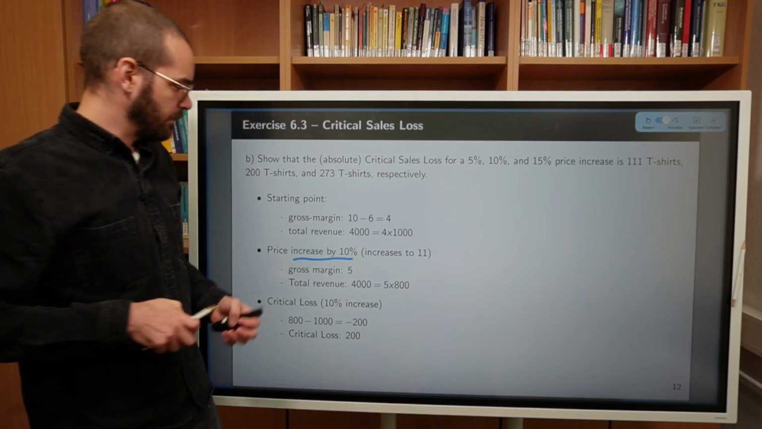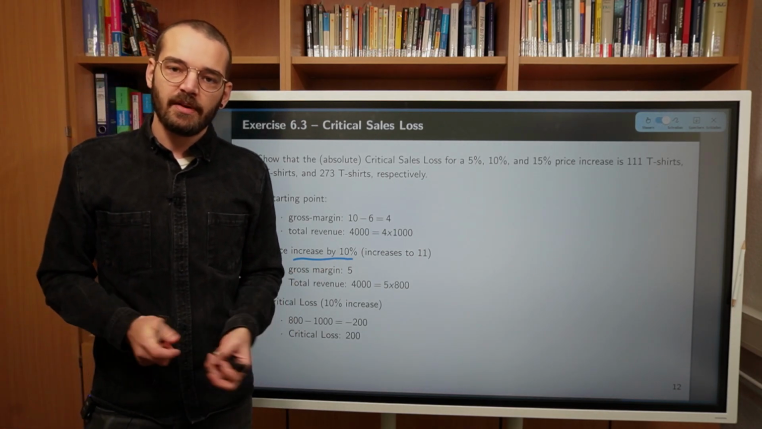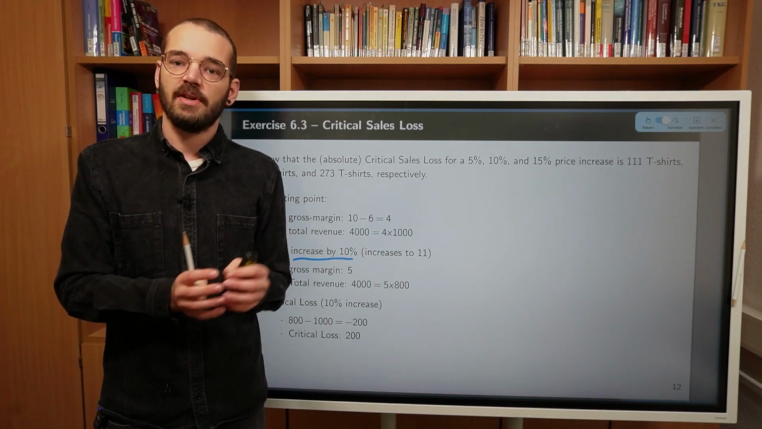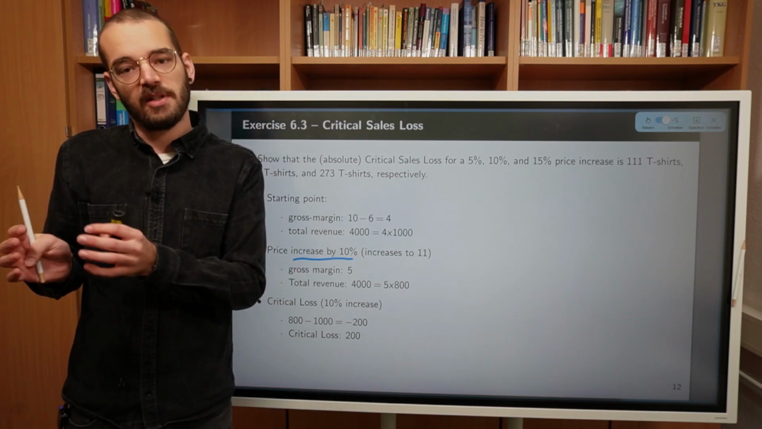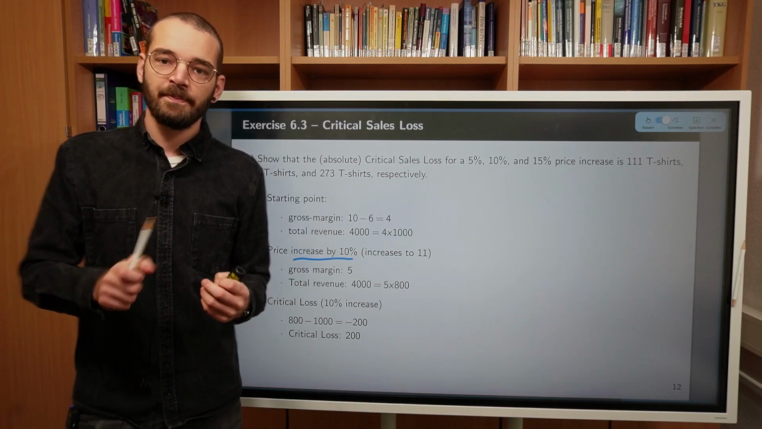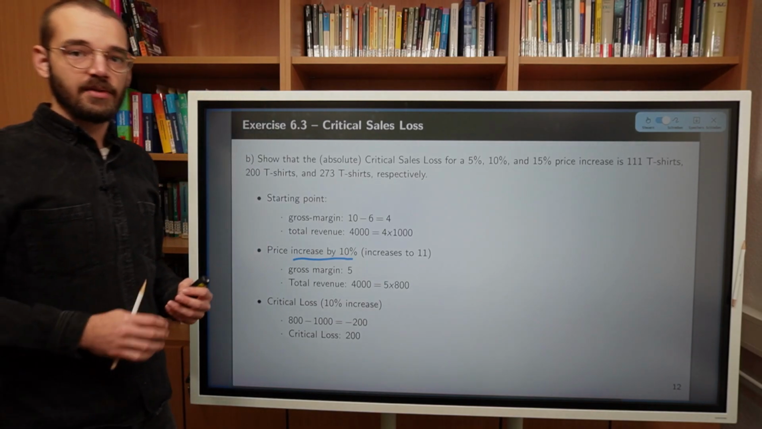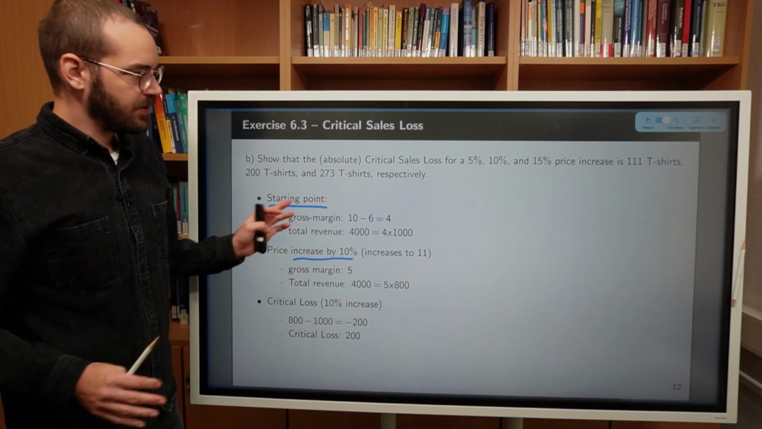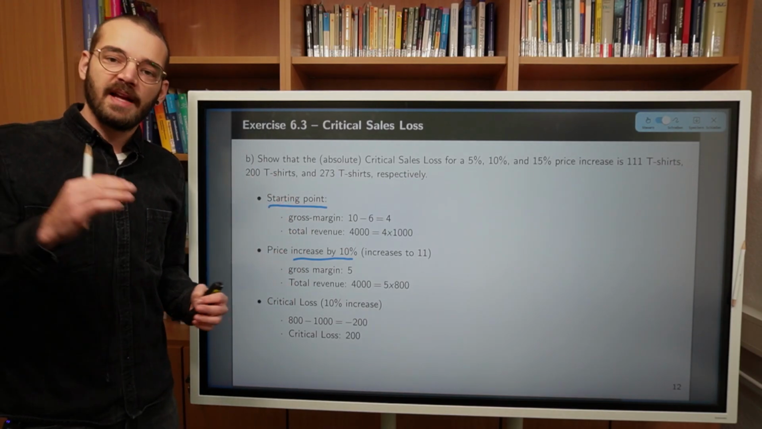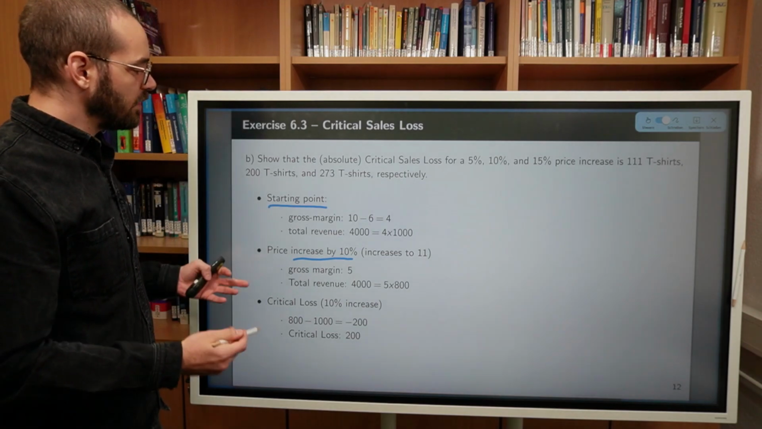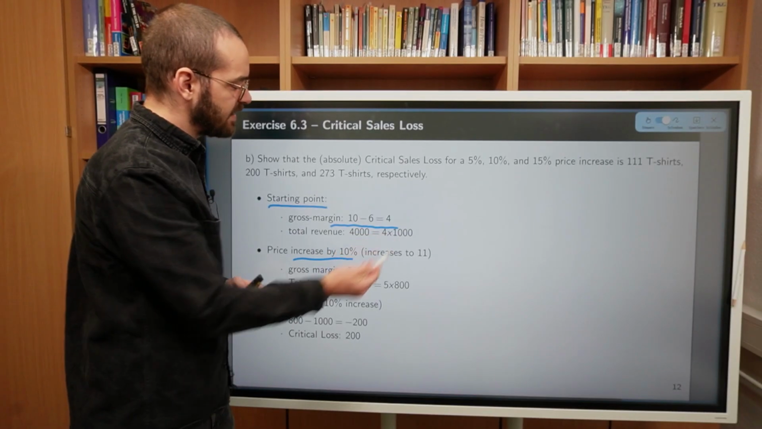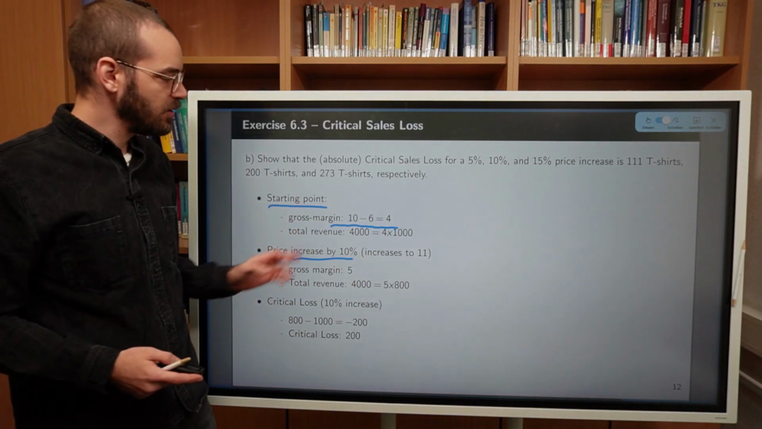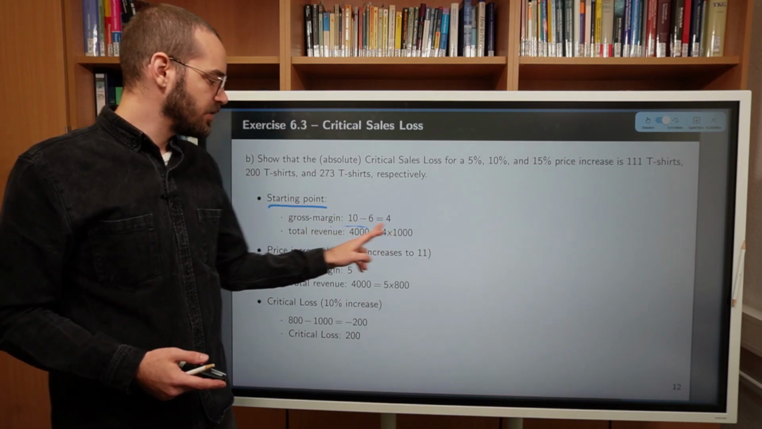Okay? So, if we want to answer the question whether or not this price increase is profitable or not, we need to compare the situation before the price increase with the situation after the price increase. So let's start by calculating the situation before the price increase, or the starting point. In the benchmark situation that was outlined in the exercise description, we knew that the gross margin, so price minus costs, is 4. So we are earning a gross margin of 4 for each t-shirt sold.